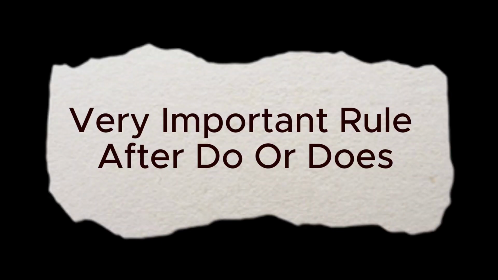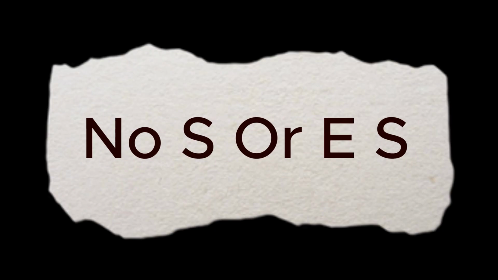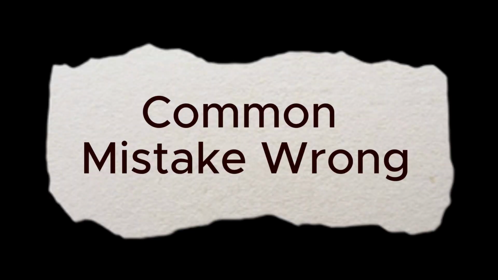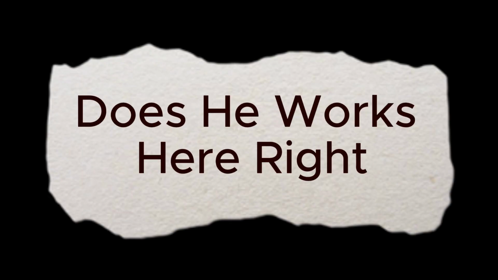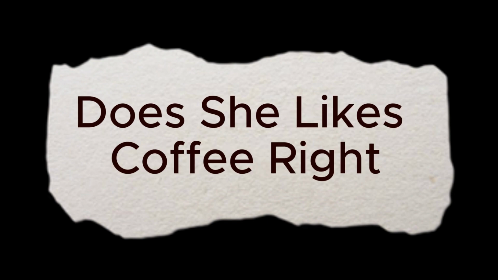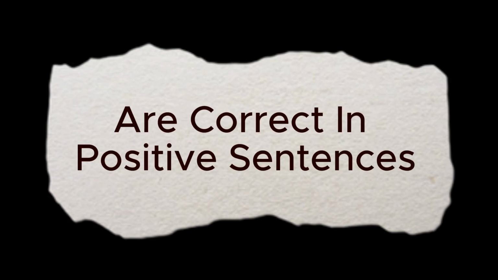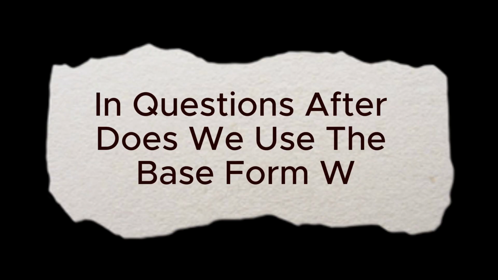Very important rule. After do or does in questions, the verb is in base form. No s or es. Common mistake. Wrong, does he works here? Right, does he work here? Wrong, does she likes coffee? Right, does she like coffee? Even though he works and she likes are correct in positive sentences, in questions after does, we use the base form.